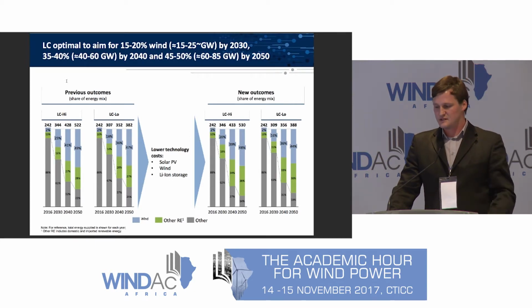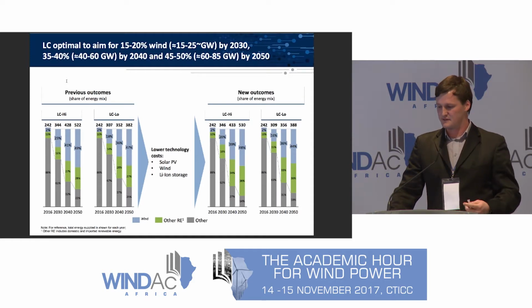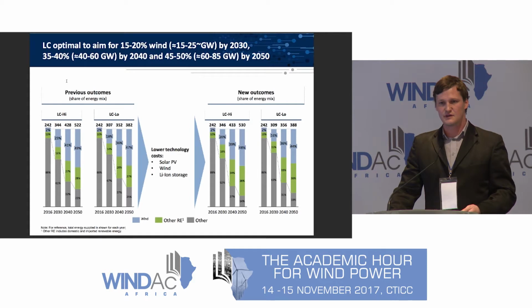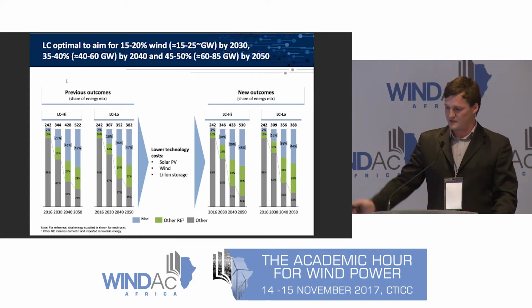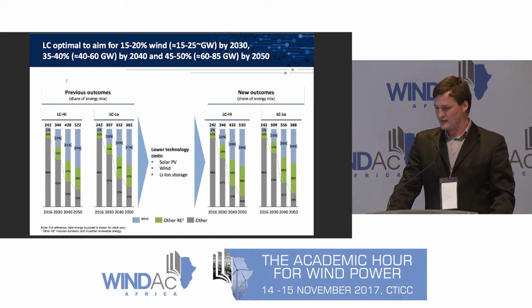When you now apply these lower technology cost assumptions, you still have a similar deployment of wind, so just below 50%, between 45 and 50% for wind, but you do deploy a lot more solar PV because you start to deploy storage and are able to shift the energy into times when you need it into the future. So you have a much higher share of solar PV in the mix as part of the new outcomes compared to the previous outcomes that we presented.